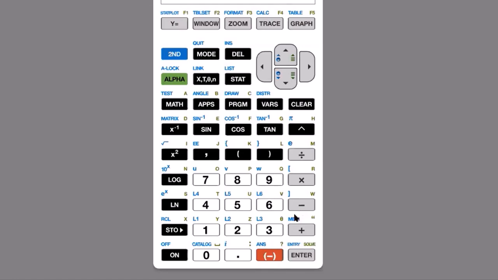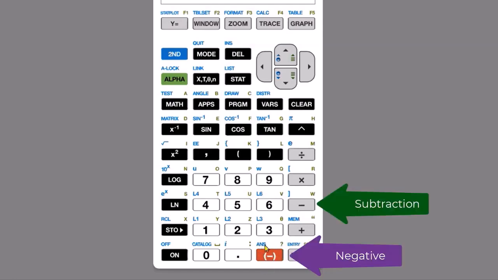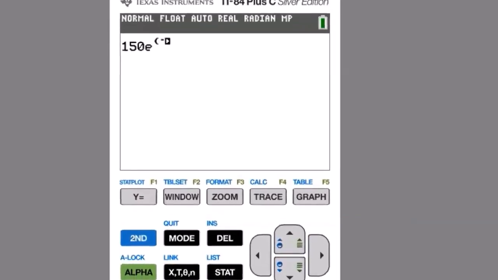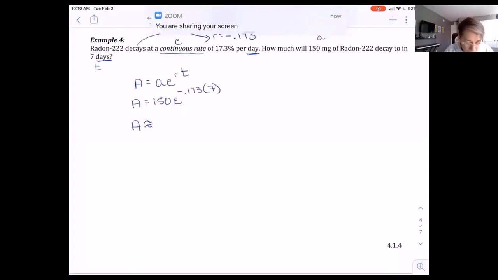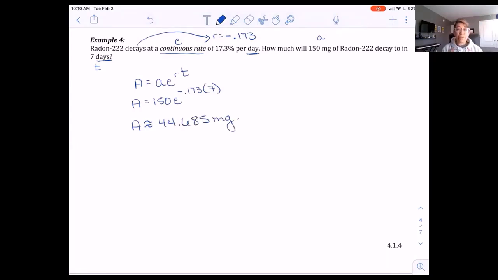So if you have a negative number by itself, or you're starting with a negative number, use this symbol. Otherwise, it will tell you there's an error. So a negative 0.173 times 7, close parenthesis, and that gives us approximately 44.6849 milligrams, depending on how far you're asked to round it. So our amount is approximately 44.685 milligrams.